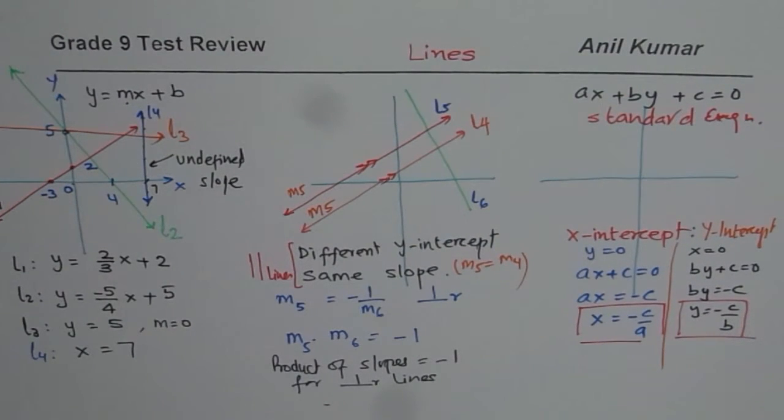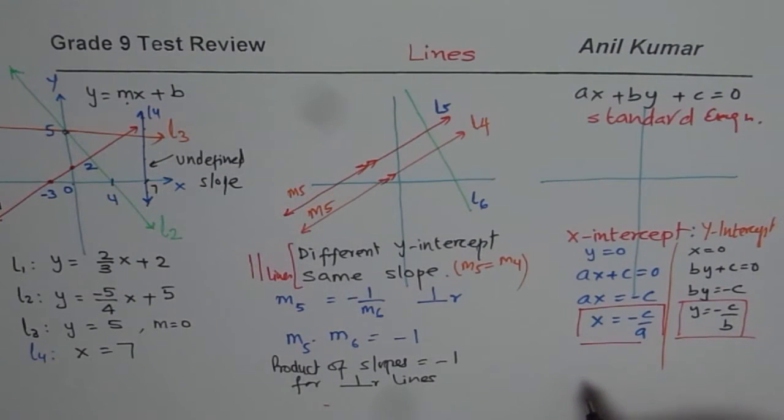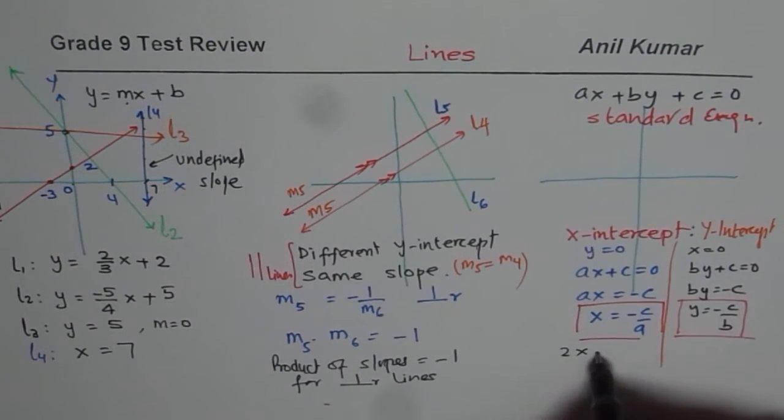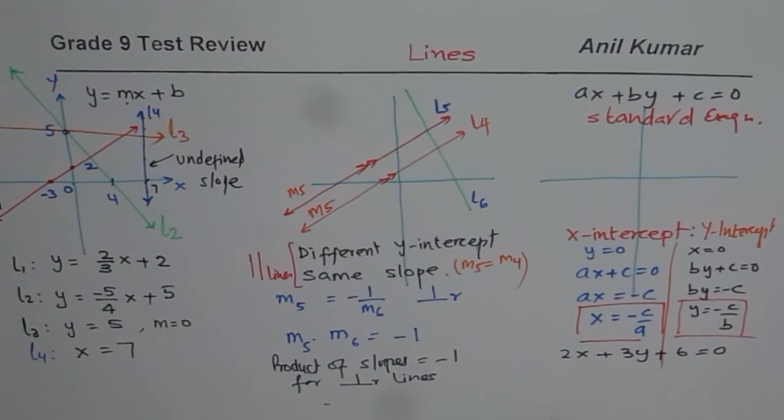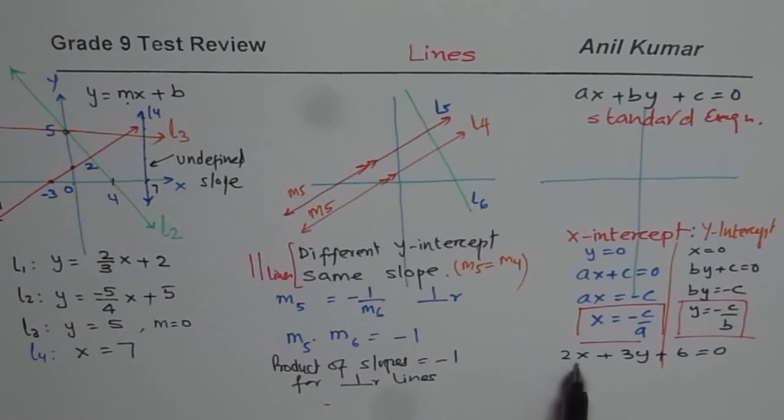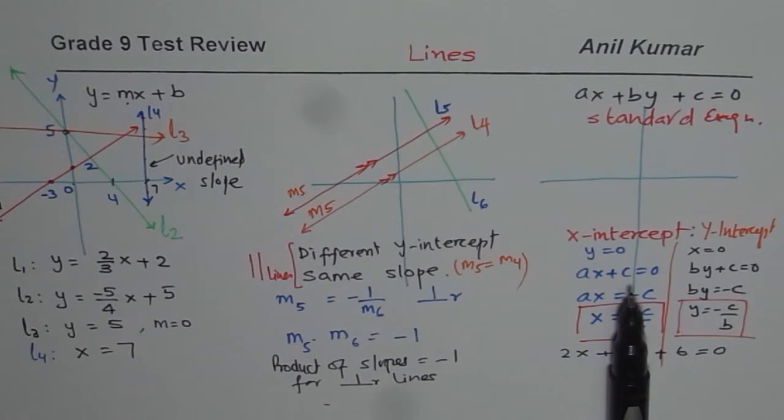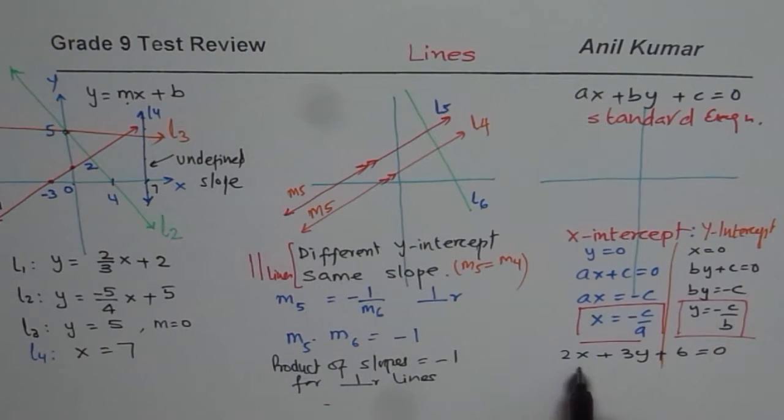And let me now share one example quickly with you before we close this video and move on to the next video on our review of grade 9. Now here, let me say my equation is 2x plus 3y plus 6 equals 0. In this equation, you have to find x and y intercepts. To find the x-intercept, I have to block y. What do I get? 2x plus 6 equals 0, correct? And so I can say x is equal to minus 6 over 2, which is minus 3.